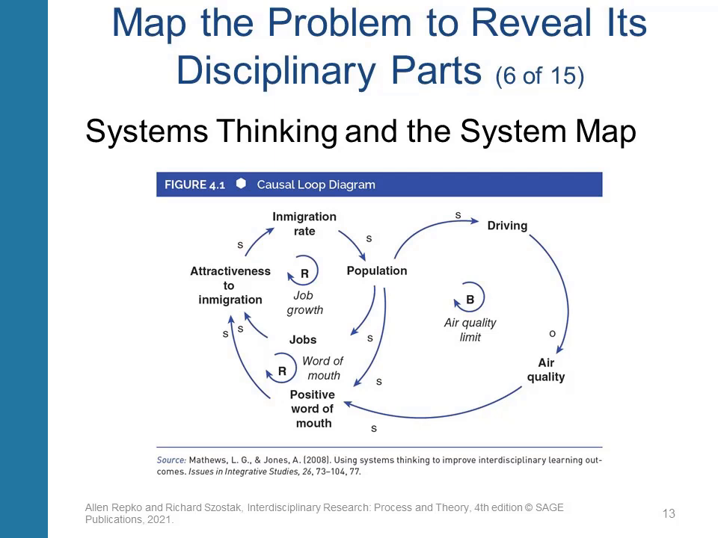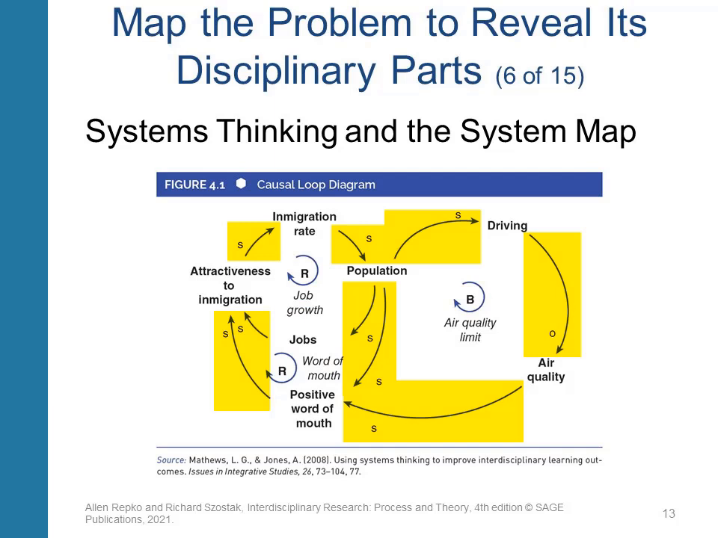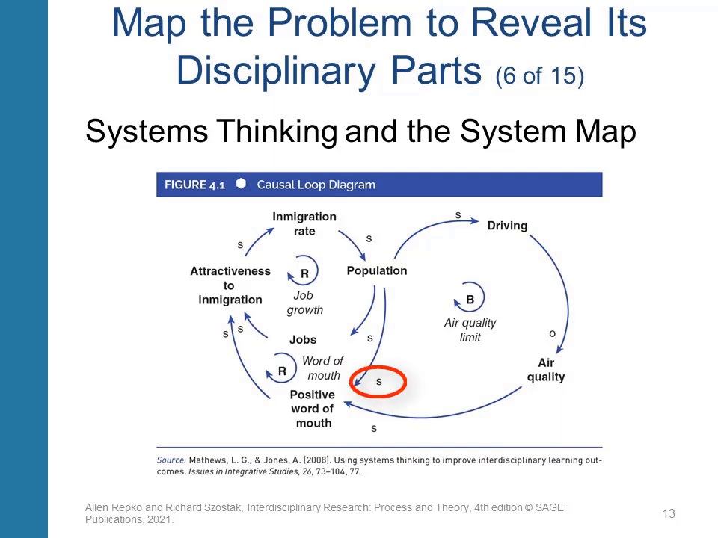Here is an example of a causal loop diagram. The phenomena or aspects of the problem are labeled with text: driving, air quality, immigration, population, jobs. The lines with arrows illustrate causal relationships. The subscript S shows phenomena that move in the same direction, and the subscript O shows phenomena that move in opposite directions. Please take a moment to pause the video and review this diagram.